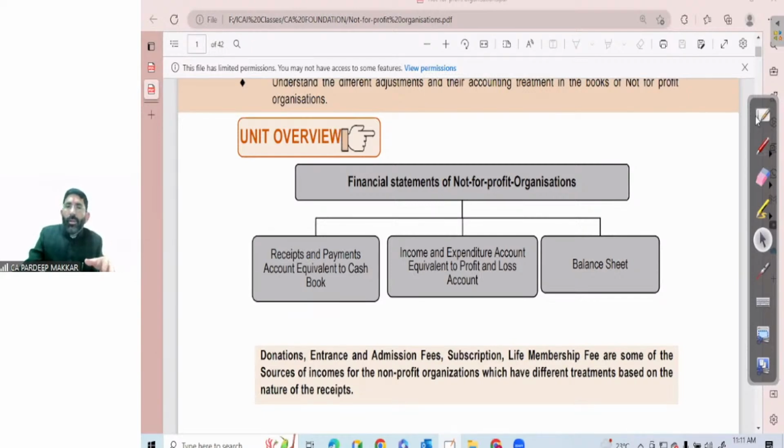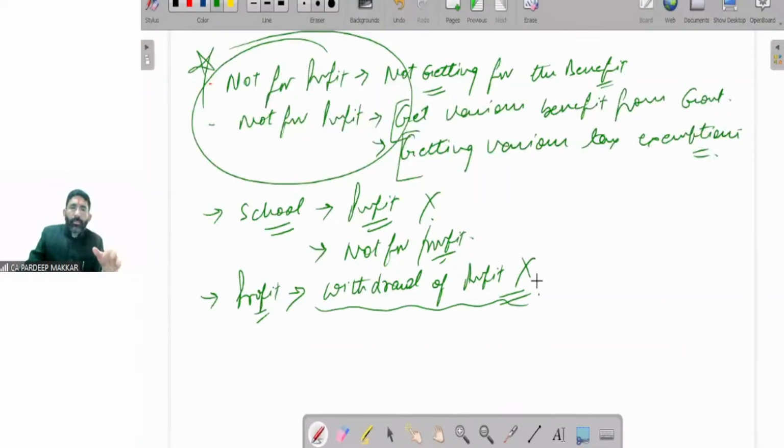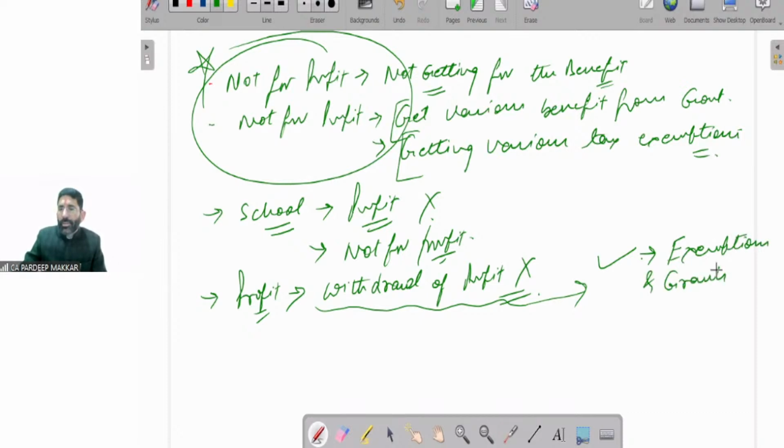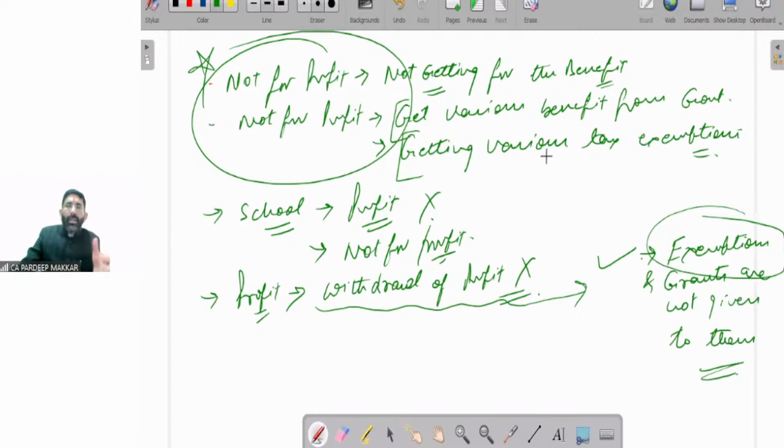If they are going to withdraw that profit, in that case they are not going to get exemption. Exemption from government is not allowed. Exemptions and grants are not given to them. That's it. Yes, we can work for profit, but in that case we are not eligible to get exemption of taxation, because otherwise we are exempted from paying taxes.